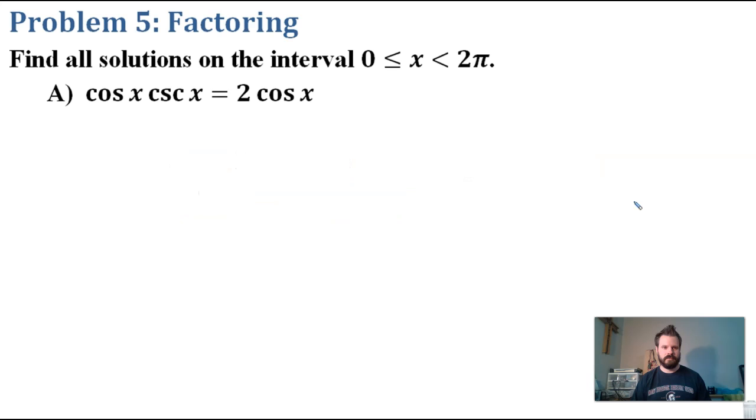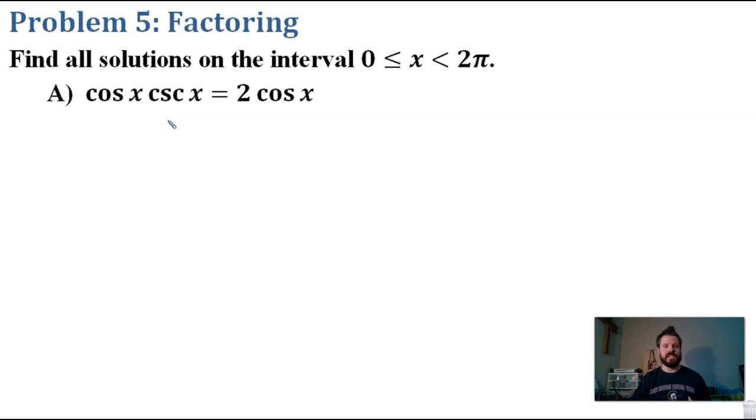Here we go. I'm going to say problem 5 is a factoring example. I'll explain why in a second. Find all solutions on the interval 0 to 2 pi, so same thing we've been doing. And notice with the equation I have to solve, something different's going on. I've got both a cosine function and a cosecant function in the same equation. Multiple trig functions in one equation. We haven't seen that before. It's always been all cosines or all cosecants.